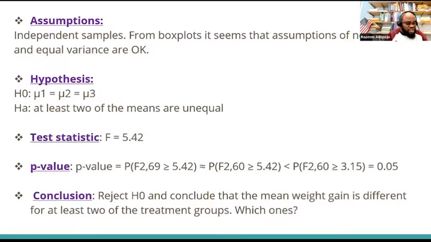And of course, in the end, the conclusion that we actually take here is that we reject the null hypothesis and conclude that the mean gain is different. Different in the sense that because the p-value is less than the level of significance. That was why we actually rejected that.